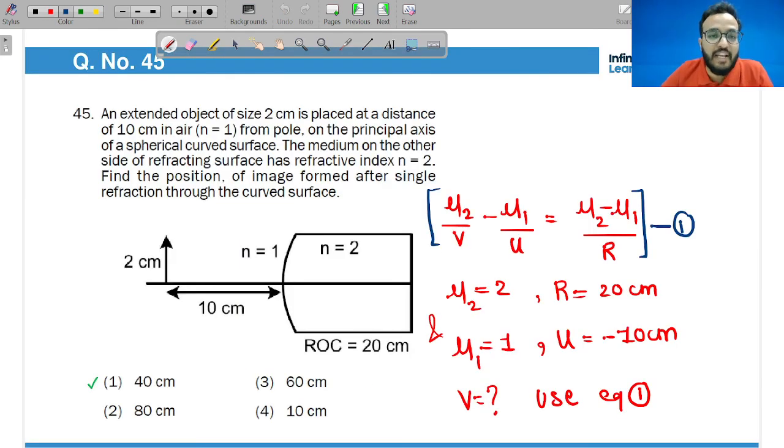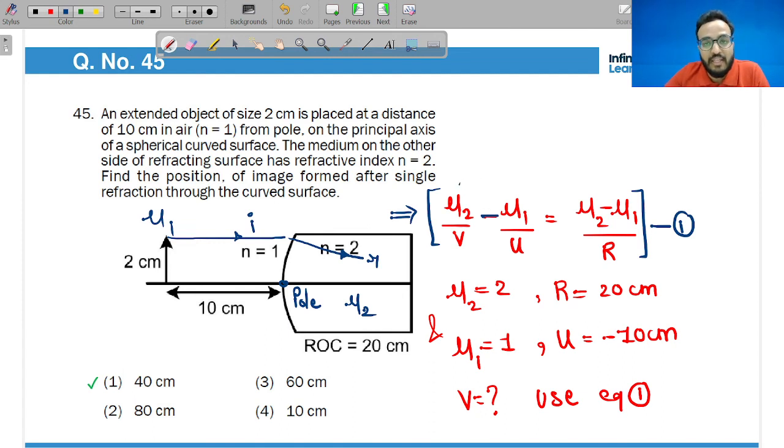Now let's come to question number 45. This is a simple question where they are asking you to find out the location of the object from this particular point. Let's call it pole only, right? So here the formula that is used for refraction through spherical surface is mu2 by v minus mu1 by u equals mu2 minus mu1 by r. Mu2 is the refractive index of the medium in which the image is going to be formed, or in which the refracted rays are there, right? So these are your incident rays, and these are your refracted rays. So this medium will be mu1 and this medium will be mu2.